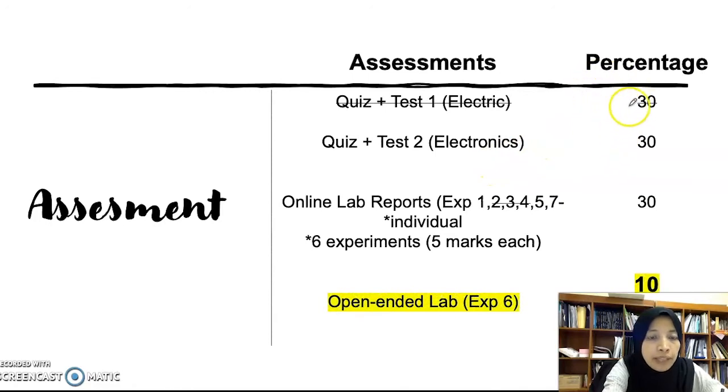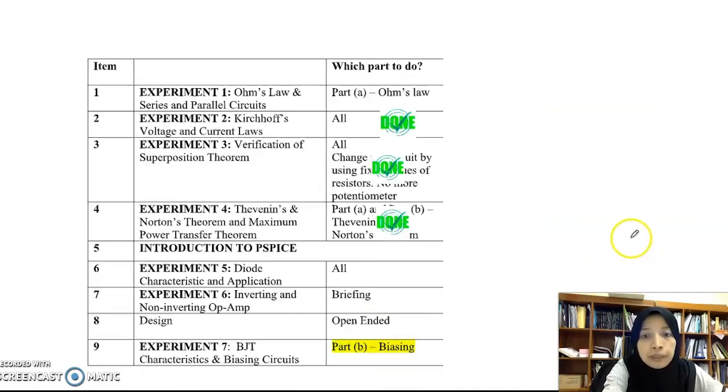Let's reflect back on the assessment for the whole course. You have done quiz number 1, which consists of 30 marks. You have done experiment number 2, KCL, superposition, and Thevenin, which consists of 5 marks each. And now we move to the open-ended lab, which is 10%.